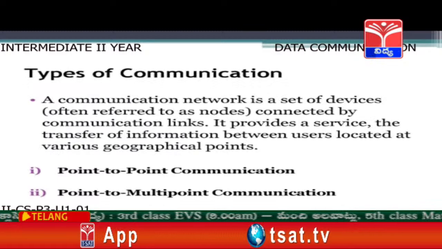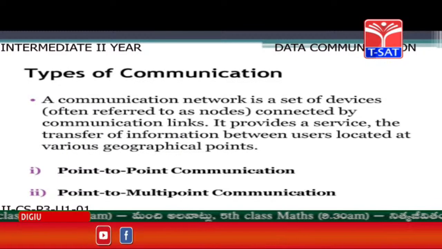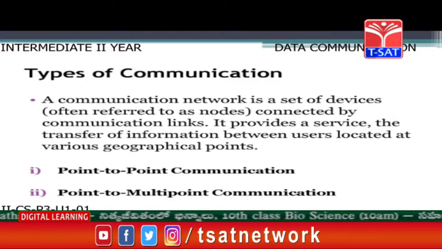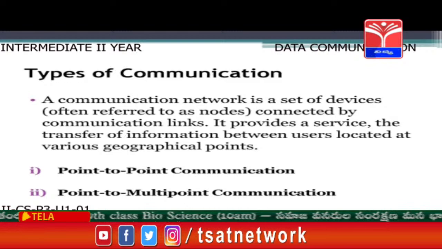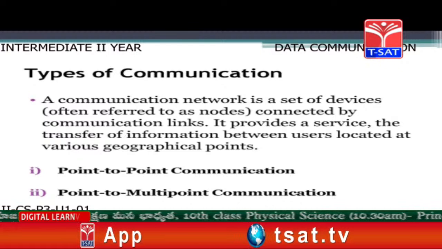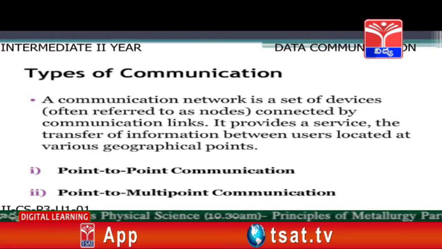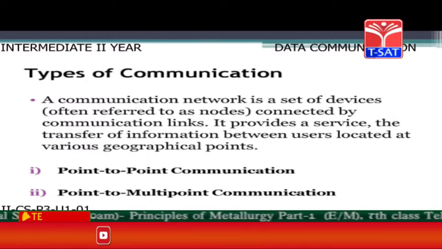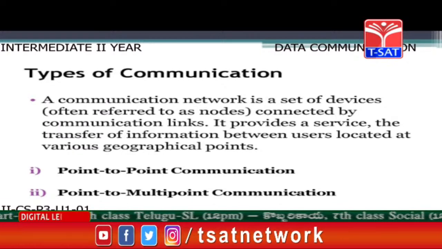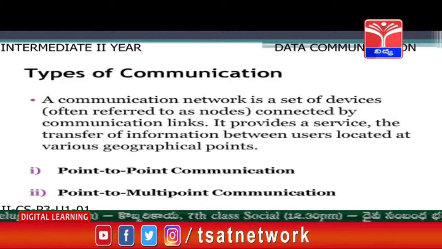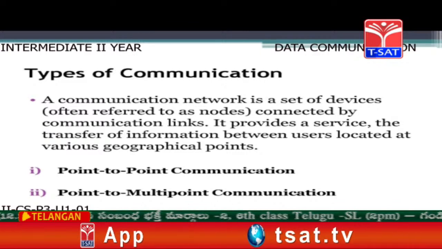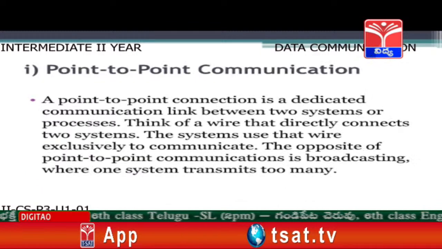Coming to the next topic in this unit, types of communication. A communication network is a set of devices, often referred to as nodes, connected by communication links. It provides a service, the transfer of information between users at various geographical points. There are two types of communications. First is point-to-point communication. Second is point-to-multipoint communication.